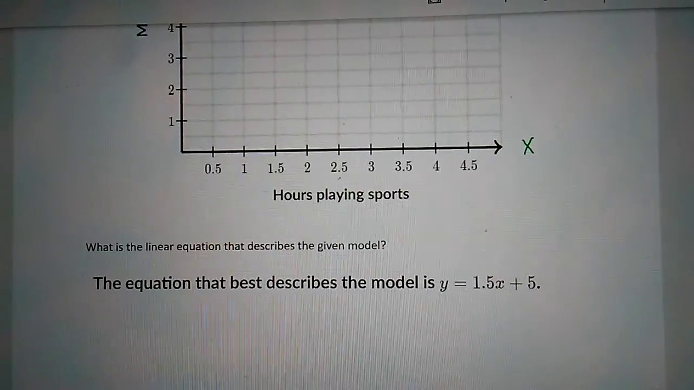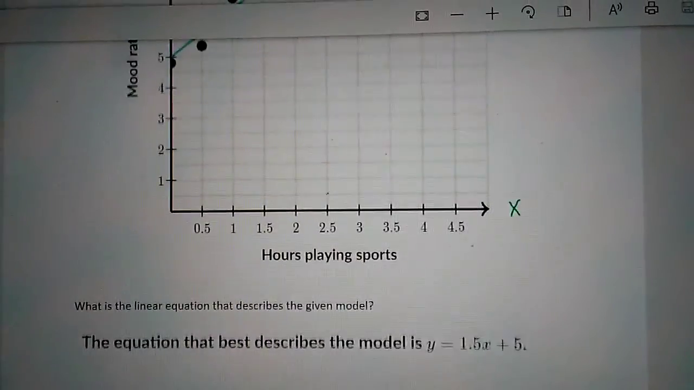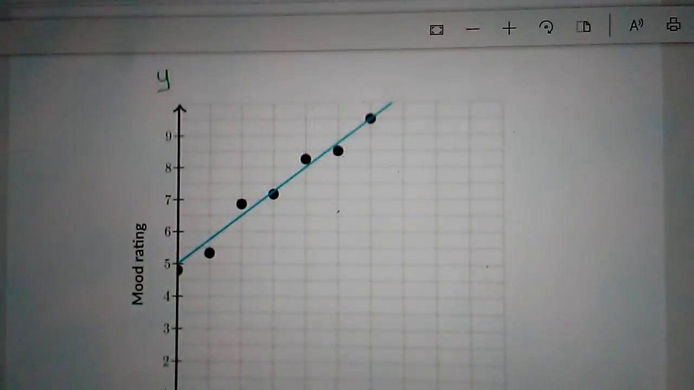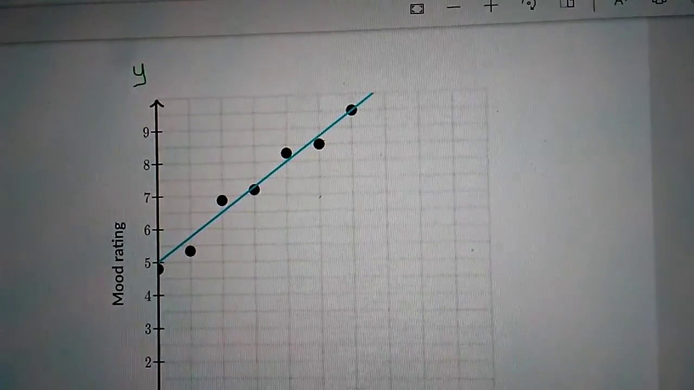And I will show you in a moment how we arrive at the equation y equals 1.5x plus 5. That is the equation of that blue line. That's the regression line, the line of best fit.